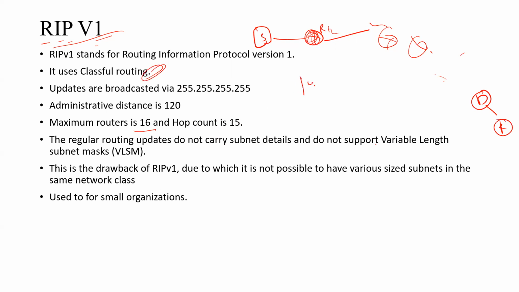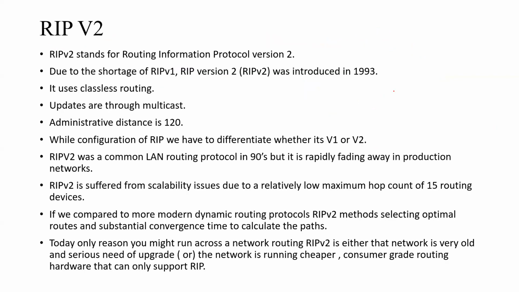Classful routing, in the sense, all should be the same subnets. Yes, but in practical scenarios, we are wasting the IP addresses, right? So that's why we have one more routing protocol coming into the picture, that is RIP version 2. So what is the drawback of RIP version 1? It is classful.